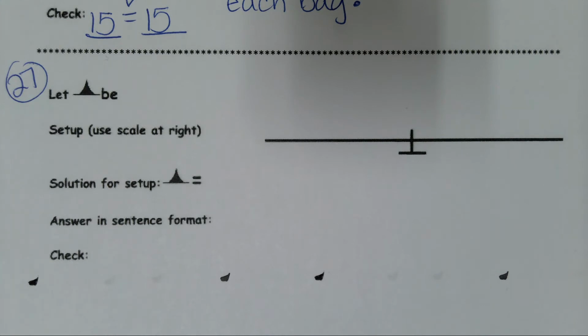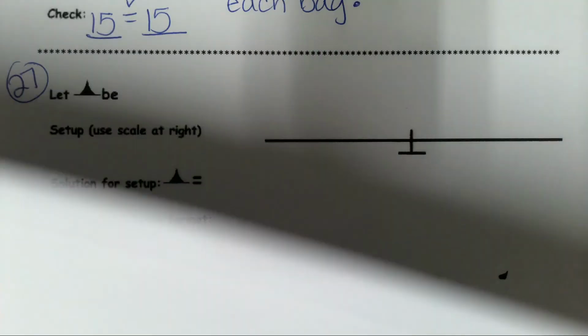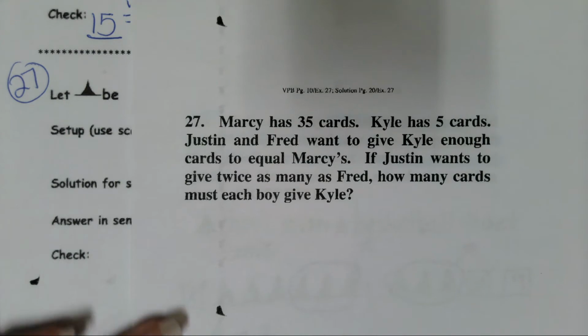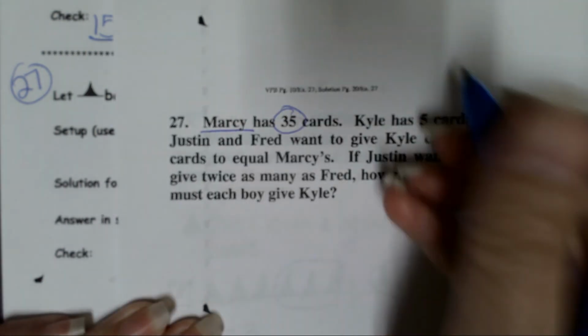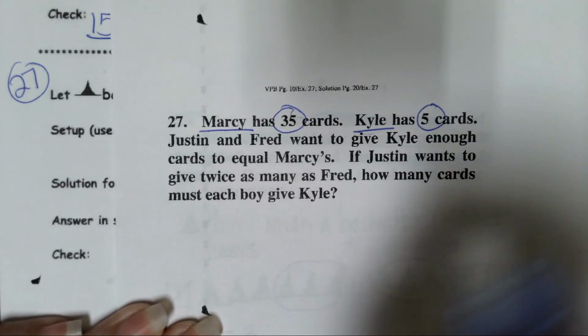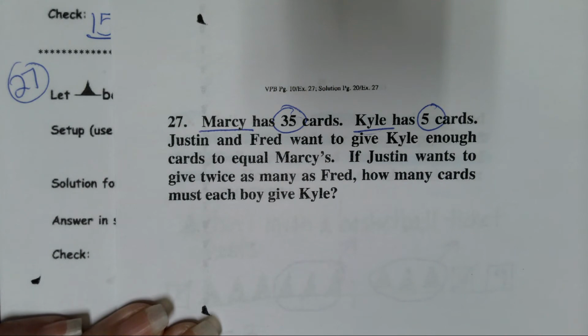So problem number 27. Marcy had 35 cards. So Marcy has 35. Kyle has 5 cards. Justin and Fred want to give Kyle enough cards to equal Marcy's. If Justin wants to give twice as many as Fred, how many cards must each boy give Kyle?